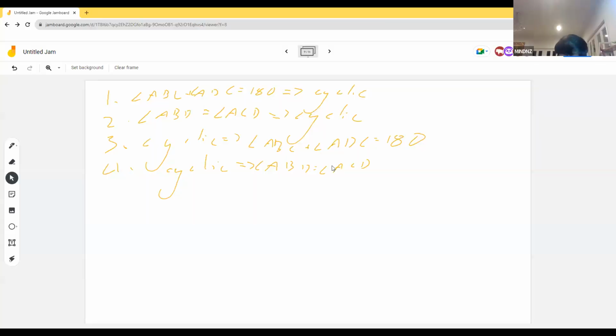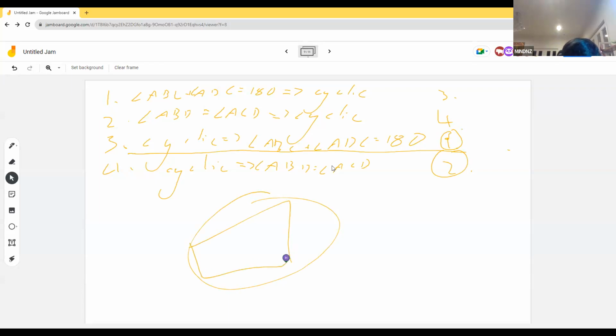slide 9, the Jamboard. I did swap the order around, by the way. In the PowerPoint, this was the first one, second one, third one, fourth one. All right, these are the theorems we learned. The third one, opposite angles sum to 180. I just proved that a moment ago on the last slide. And this one, two angles are equal. That was the theorem we learned. Like this one, I'm confident that's called the inscribed angle theorem. So now we have these two left.